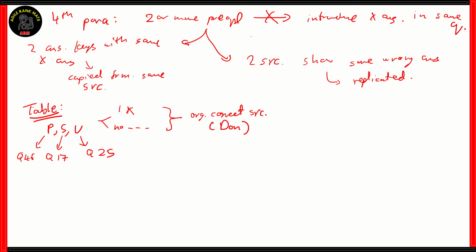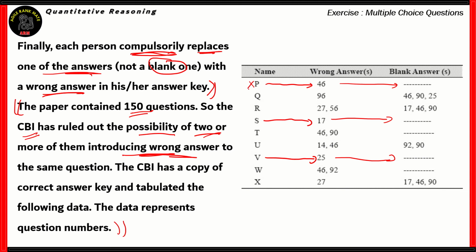Well, so far so good. So we have eliminated P, S, and V. Now, in order to better record what's going on, let's create a new table. Okay? So let's start from X, W, V, U, T, S, R, Q, and finally P. So these are the people who made the key.